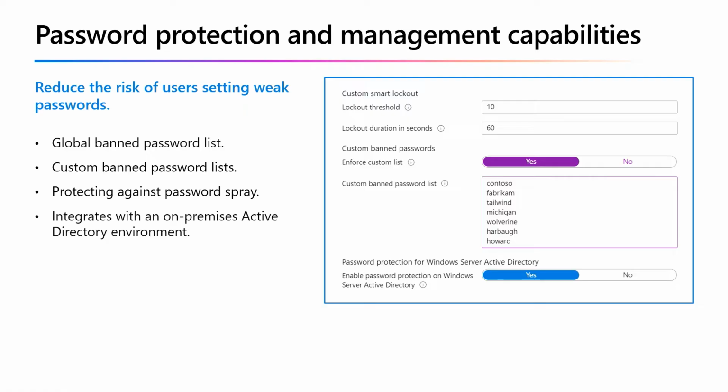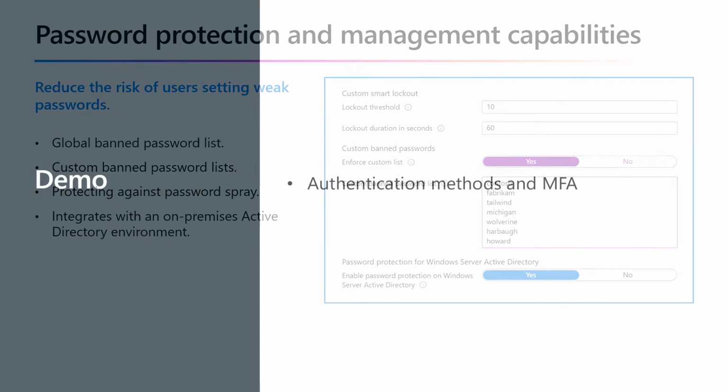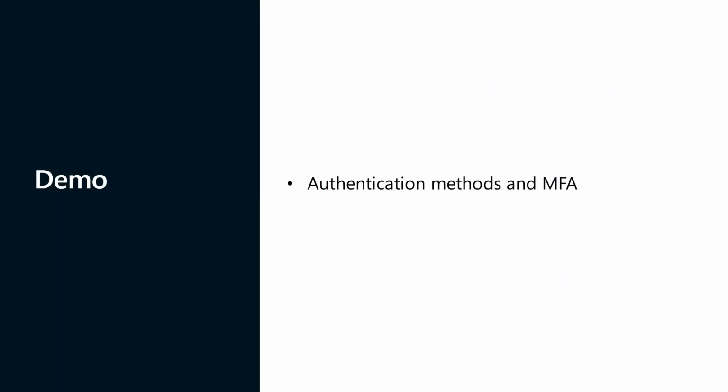Microsoft Entra Password Protection helps you defend against password spray attacks. This protection is based on real-world security telemetry data from Microsoft Entra ID, which is used to build the global banned password lists. For hybrid security, admins can integrate Microsoft Entra Password Protection within an on-prem Active Directory environment. Now let's go back onto Microsoft Entra ID and see authentication methods and MFA.